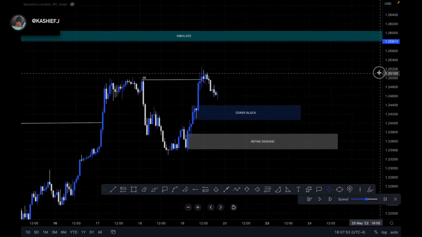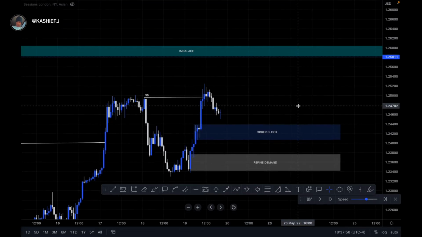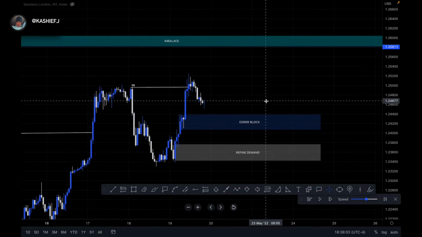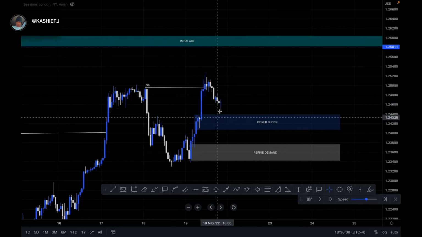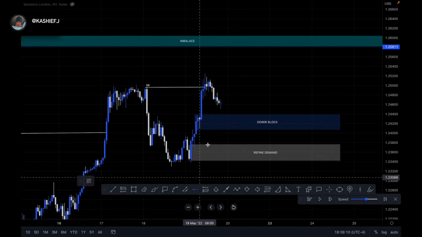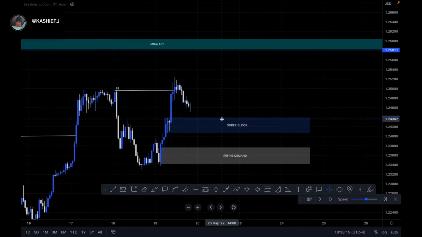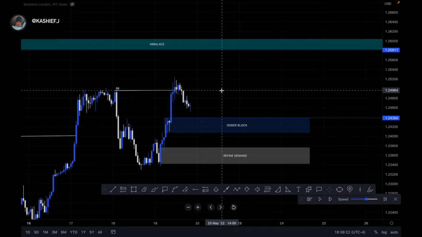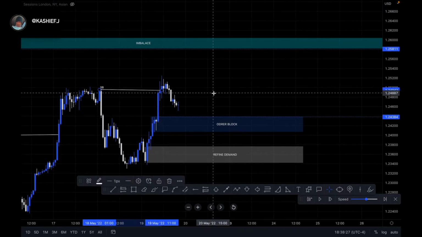Alright, one thing to remember is that whenever price is coming back into an OB zone, the first touch of the zone always carries the most momentum, right? So the first touch of this specific area always carries the momentum. So that's where I set a buy limit right at this spot at 1.24384, and you will see the entry and the trade that I took.